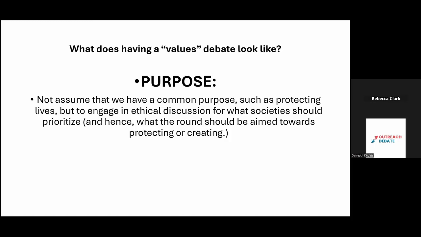We don't assume focusing on utility is correct, but rather we assume that a debate's to be had over what society should prioritize. And once we have that debate, then we can link in our impacts and then we can see, well, who achieves this thing that we just agreed was important. So the question is what the round should be aimed towards protecting or creating, and it creates a lens through which the judge can acquit and judge the rest of the round.